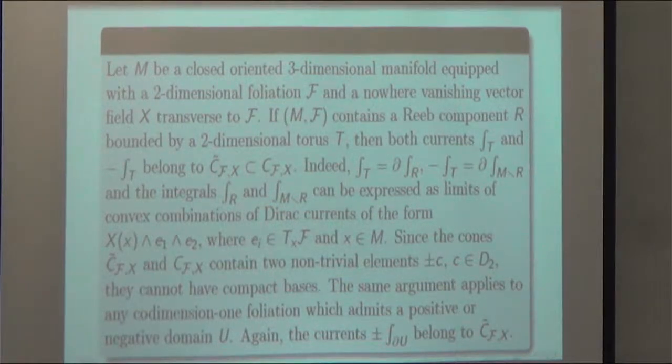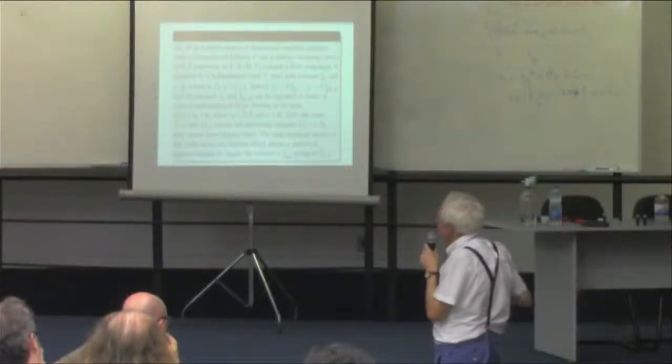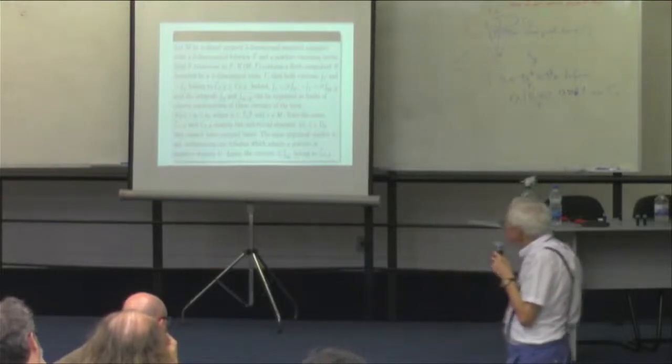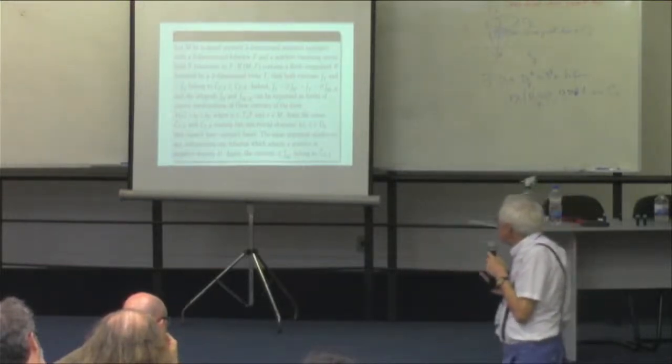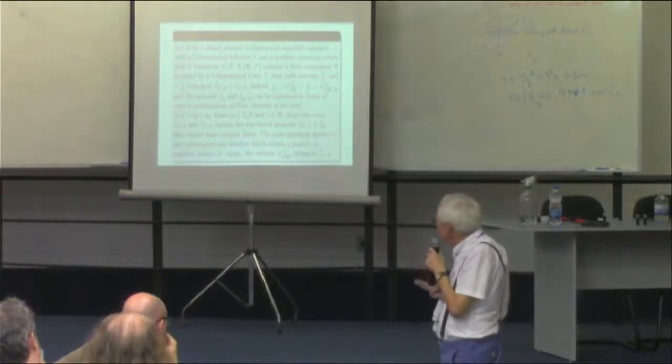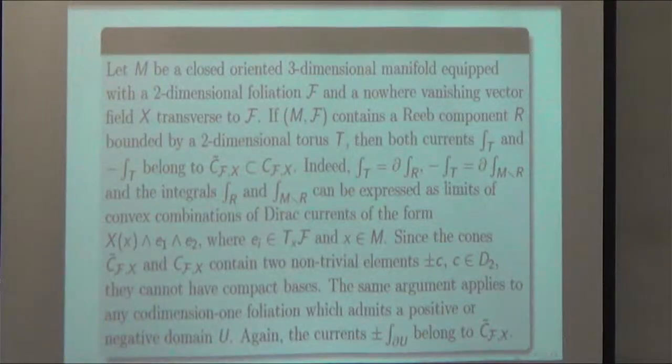Therefore, the cones with tilde and without tilde, these cones CFX, contain two non-trivial elements, plus and minus C, where C is probably the integral over T. So a cone like that cannot have a compact base. The same argument applies to codimension 1 foliations which admit positive or negative domains in the sense I described before.